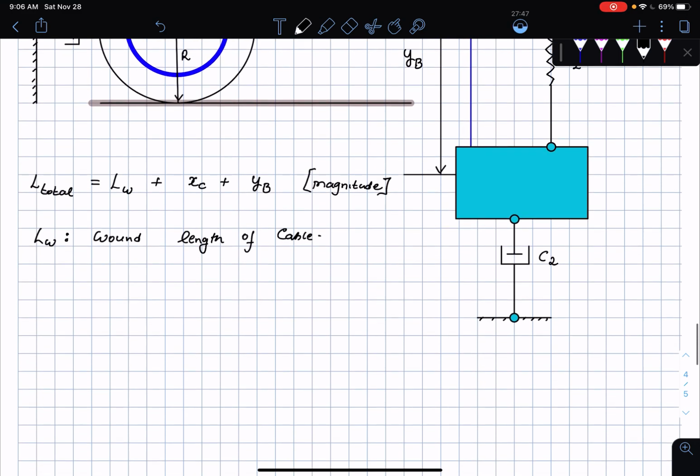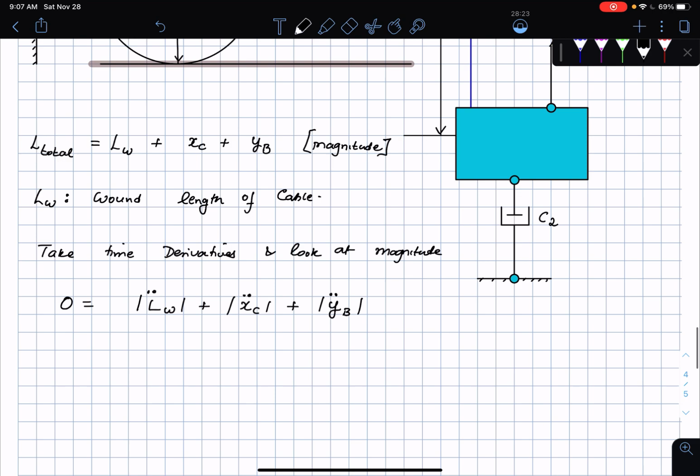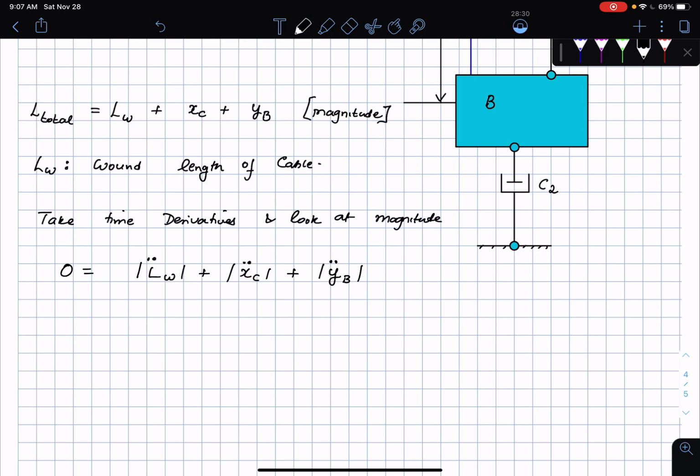Okay, then here is what I can do. Since the total cable length is a constant, if I differentiate it, I get the following relationship. Okay, so taking time derivatives, and looking at magnitude only, I get the following. This is going to be LW double dot of W, and then X double dot of C magnitude of Y double dot of B. Okay, that's the acceleration of the block. So this is the block B, as you can see. Then I'm going to group the cable terms together, so I'm going to group these two terms together. These are the cable terms, and this is the block term.